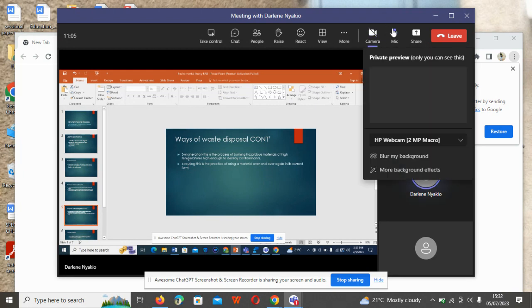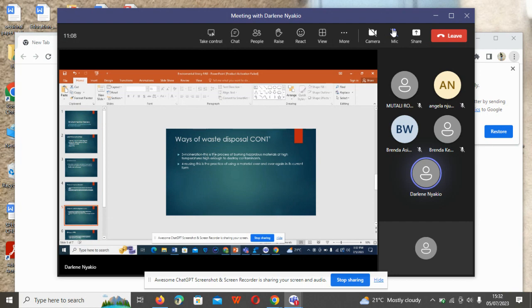So we've said incineration is the process of burning hazardous materials at high temperatures, high enough to destroy those contaminants that may affect our environment. And then we've said reusing is the practice of using materials over and over again in their current form. For example, if you have used water to rinse utensils, you can still reuse it by cleaning the house. So that is also another way.